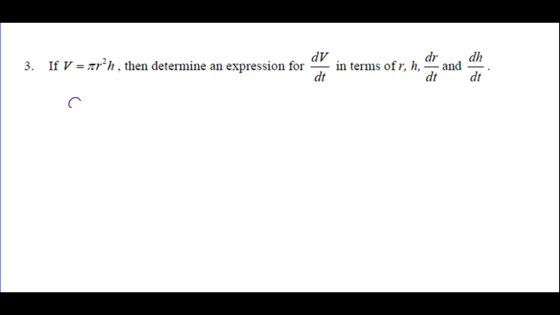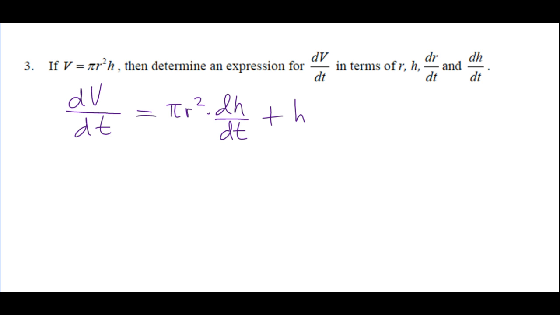We take the derivative with respect to time, so dV by dt is equal to, now we have basically a product, right? We've got pi r squared, where pi is just a constant, but pi r squared times dh by dt, right? The derivative with respect to h is 1, and then times dh by dt, plus h times the derivative with respect to time of pi r squared.